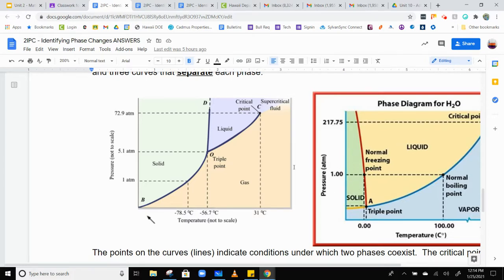It's a really important property of water that has allowed organisms to survive. It's a very, very important property of water. Okay, and that's it. I'm done. Hopefully that helped, and good luck on the worksheet.